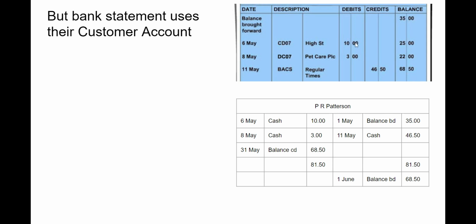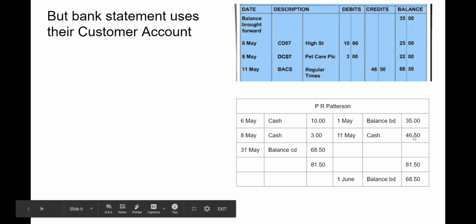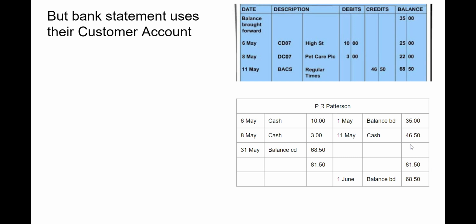The £10 cash that was paid out from the bank account to a supplier via a cheque for Patterson goes on the debit side of the Patterson account. The money paid out to Pet Care PLC goes on the debit side of the Patterson account because it's reducing the amount of money that they owe. And then the money that comes in from Regular Times goes on the credit side of Patterson's account because now they owe an extra £46.50 to Patterson if he comes to the bank and wants to take it out.